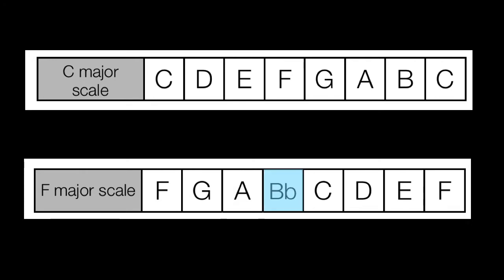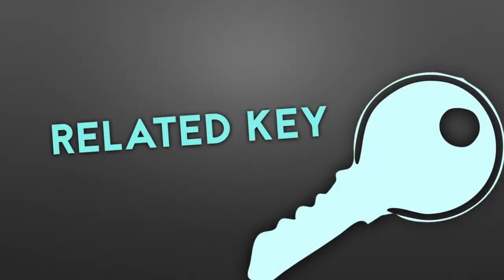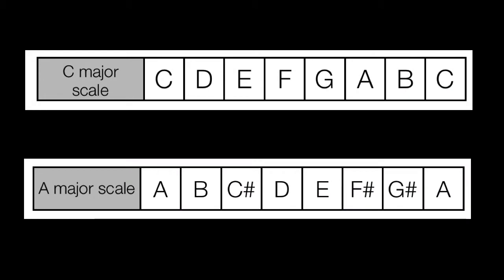C major and F major share all the notes except for B and B flat. These are related keys because all of the other notes are the same. C major and A major are really similar as well, but they've got three different notes. They've got C sharp, F sharp, and G sharp in A major, and C, F, and G in C major, which are different.